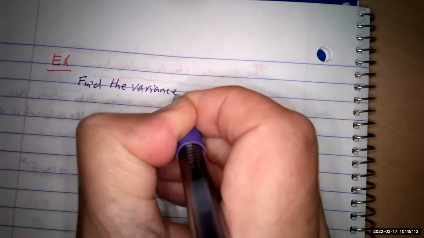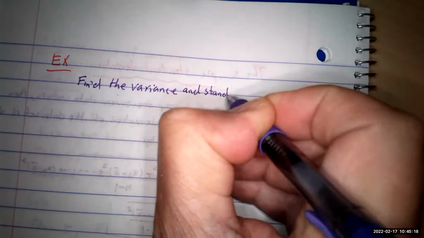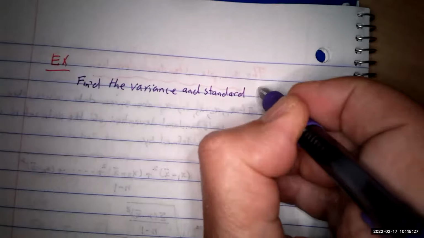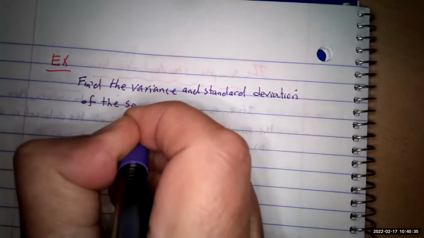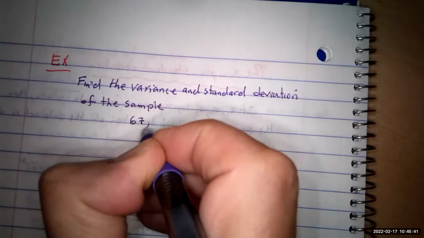We wanted to find the variance and a standard deviation. As I told you, you can bring any formula you like from now on to the test, and it's going to be quite a lot. Okay, find the variance and the standard deviation of the sample. The sample is those heights that we talk about. It's 67.